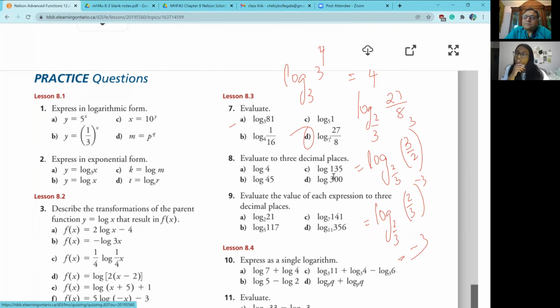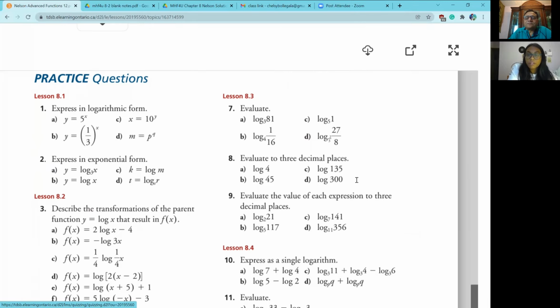Why is it minus, sir? Because the exponent, we flipped it. We want the base 2 by 3, and it's 3 by 2. So we have to flip it, so we had minus in the exponent. Clear? Okay. Very good. Let's move on to question number 8.